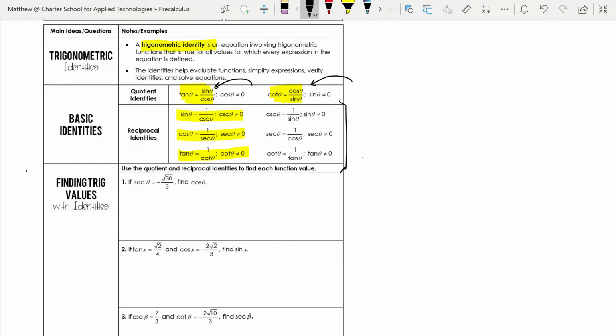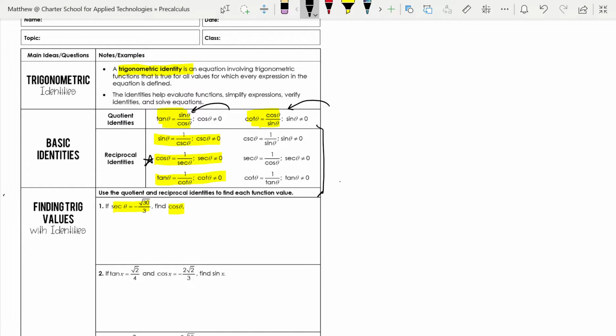Now, question number 1 tells us that the secant of theta is negative square root of 30 over 3, and it asks us to find the cosine of theta. So if you remember, if you look up here, we can see this second identity is telling us that the cosine of theta is equal to 1 over the secant of theta.